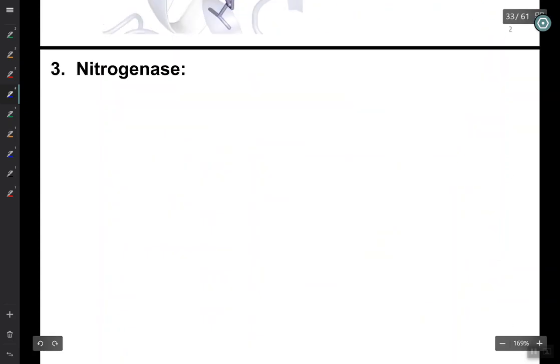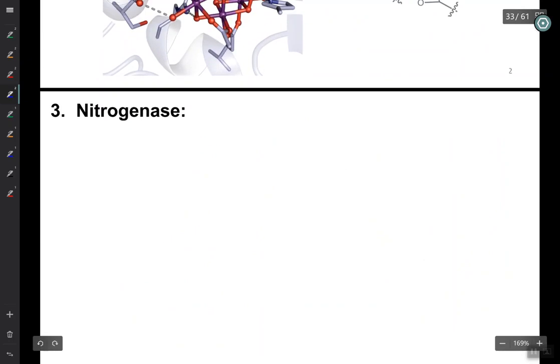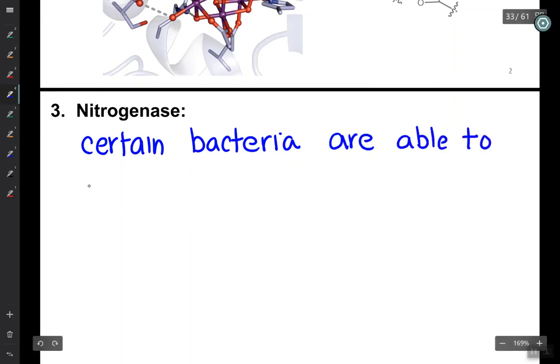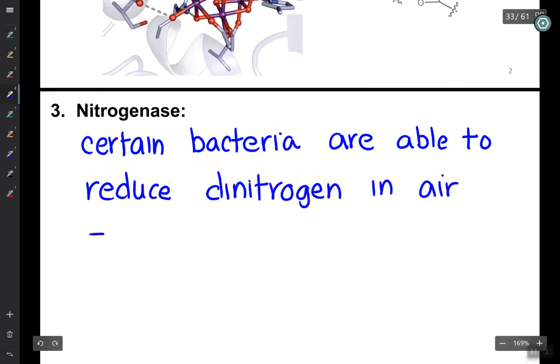Another very intriguing enzyme is the nitrogenase enzyme. It is found in certain bacteria, and in certain bacteria, they're able to reduce dinitrogen in air to ammonia. This is also called nitrogen fixation. So if you read the literature, you might hear that term sometimes used.